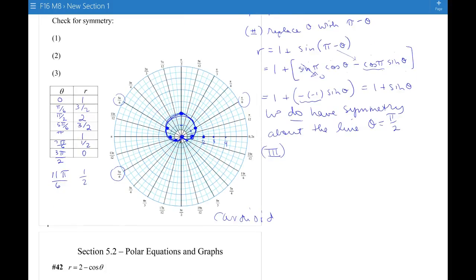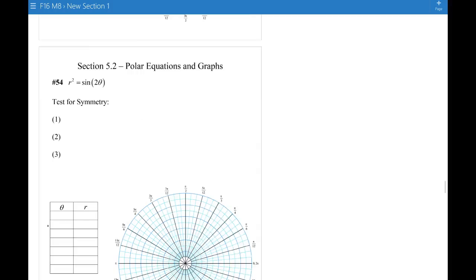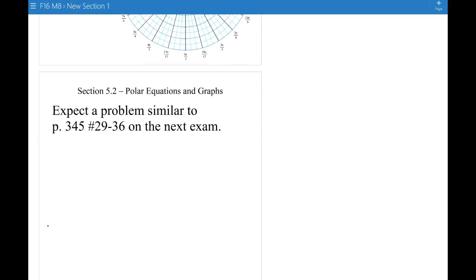Okay, so we'll do this next one in class together, and this last one, and then do expect a problem similar to the problems on this page in your text on the test, but not the one next Friday, the one after.